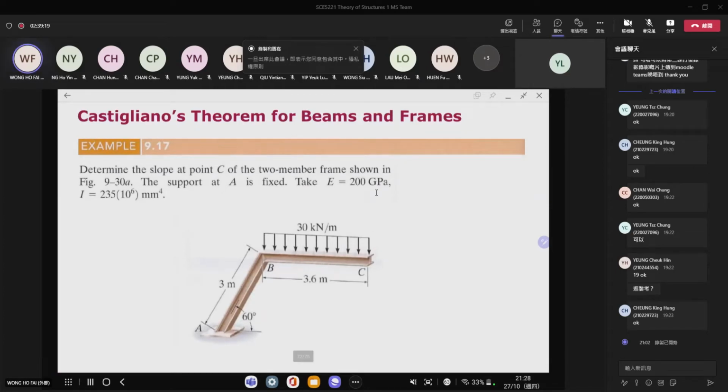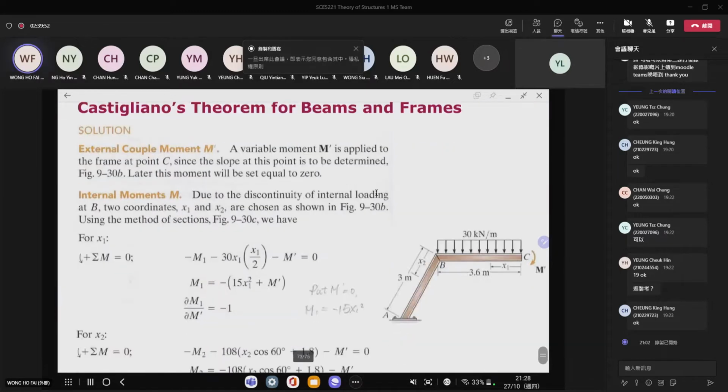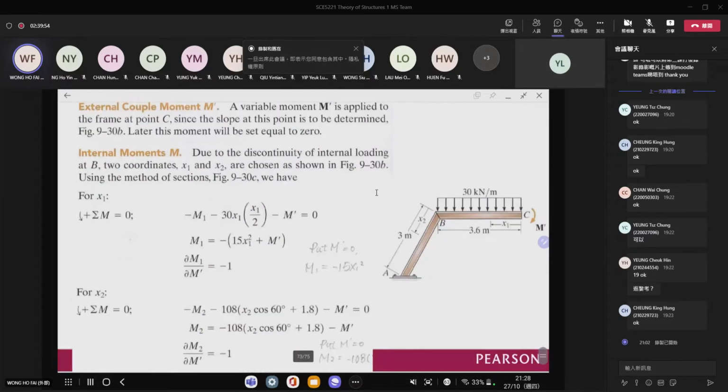And actually, we can also extend this method to the frame structure. For this one, we want to find the slope at the point C. So for this, as I mentioned, we will add a moment M dash at the point C here. We add one moment there. And then we will express the moment equation in terms of the M dash. So for here, you can see that I can find the moment equation for the horizontal member and then for the inclined member.